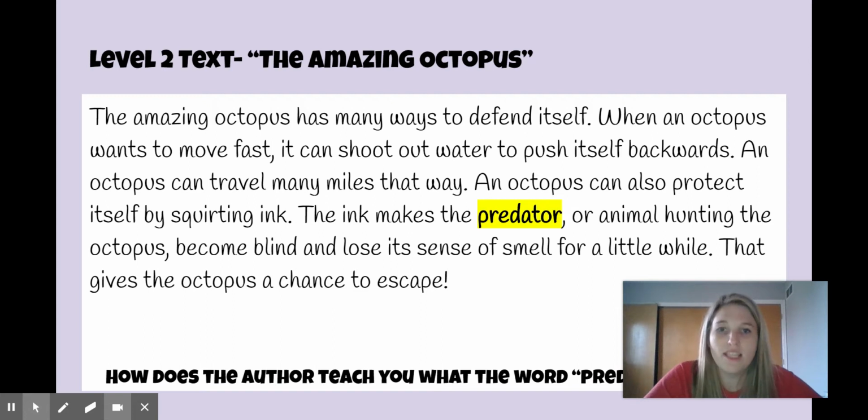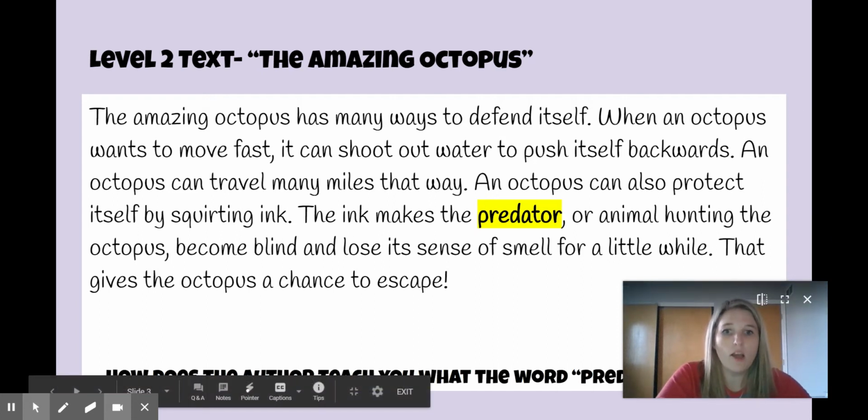The amazing octopus has many ways to defend itself. When an octopus wants to move fast, it can shoot out water to push itself backwards. An octopus can travel many miles that way. An octopus can also protect itself by squirting ink. The ink makes the predator, or animal hunting the octopus, become more blind and lose its sense of smell for a little while. That gives the octopus a chance to escape.